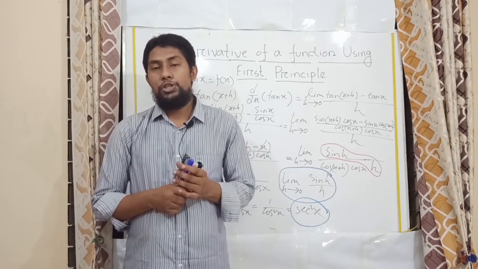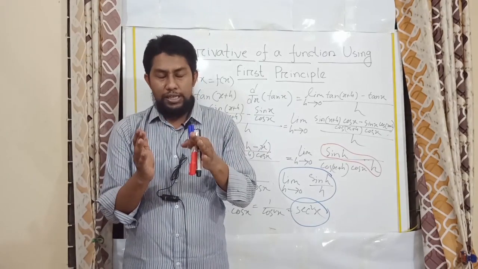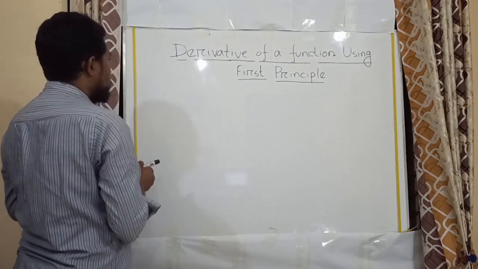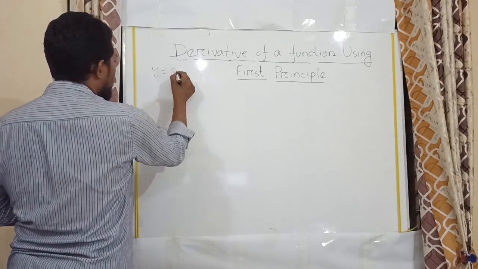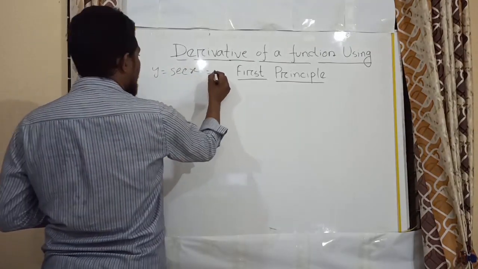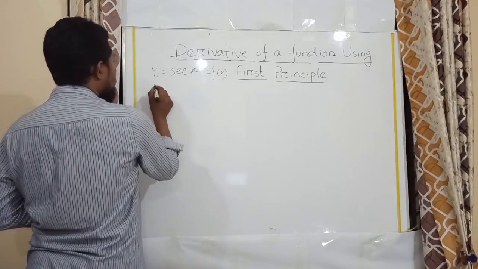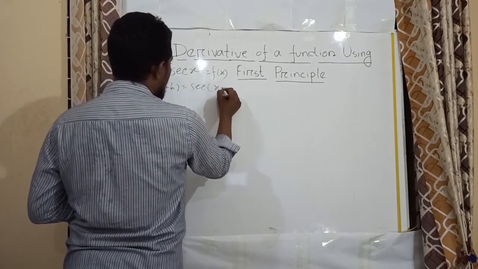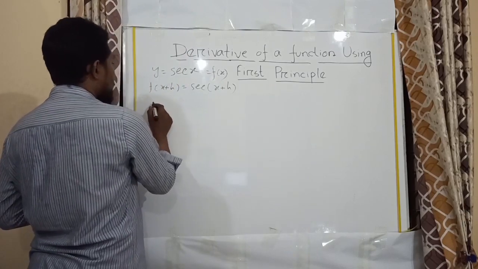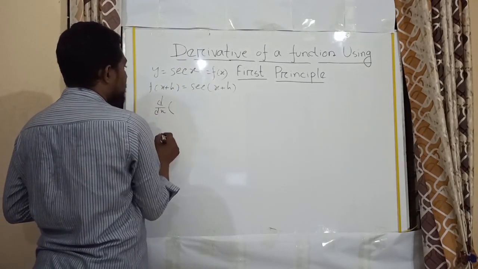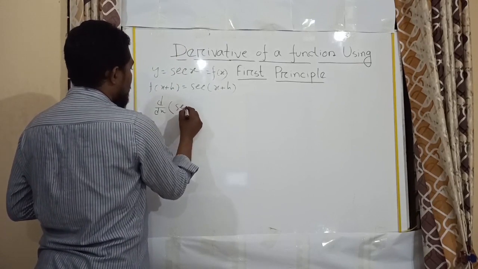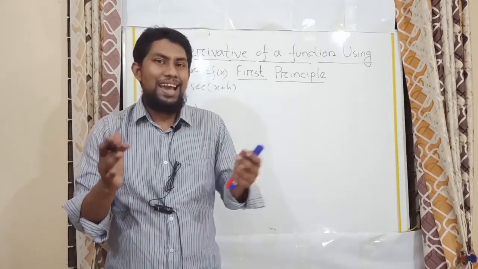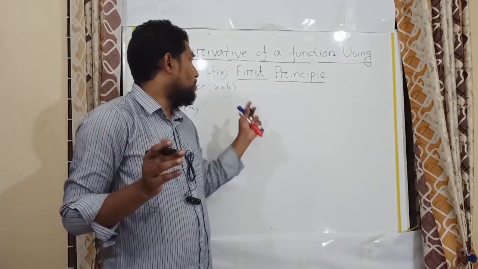Now I'm going to show you another form, sec x or cosec x. From both of those I will do another one. Okay, I'm just wiping it. Now I'm going to write y equal to sec x. It is a function of x. If it is f of x plus h, then we can write sec of x plus h. Now d dx of sec x: from the formula we know the derivative of sec x is sec x tan x. We have to get this answer by first principle.